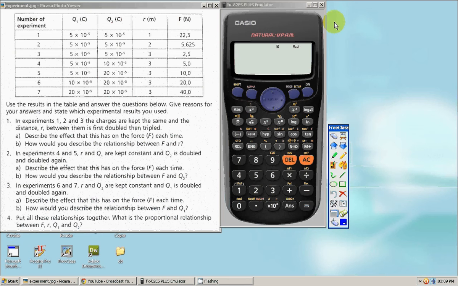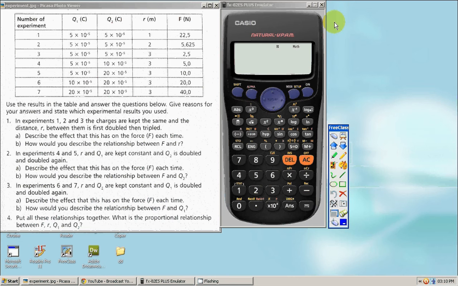We came to the conclusion last time that it was the inverse square. So if I doubled the distance, the force was 4 times less, 2 squared. If I triple the distance, the force is 9 times less. 3 squared is 9. So it's the inverse square, and I showed you that using graphs. Now we get to look at the rest, experiments 4, 5, 6, and 7, and that brings us to these other three questions.